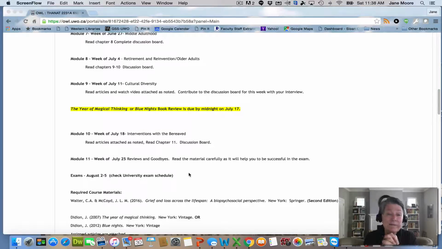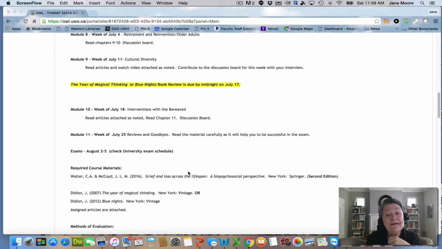It is not an exam study sheet. I don't believe in those. I figure if you read the materials and participate in the class, you're prepared for the exam. The exams have not been scheduled as yet, and once they are, you can check the university exam schedule and I'll post it. You need to have Grief and Loss Across the Lifespan, a Biopsychosocial Perspective, the second edition.